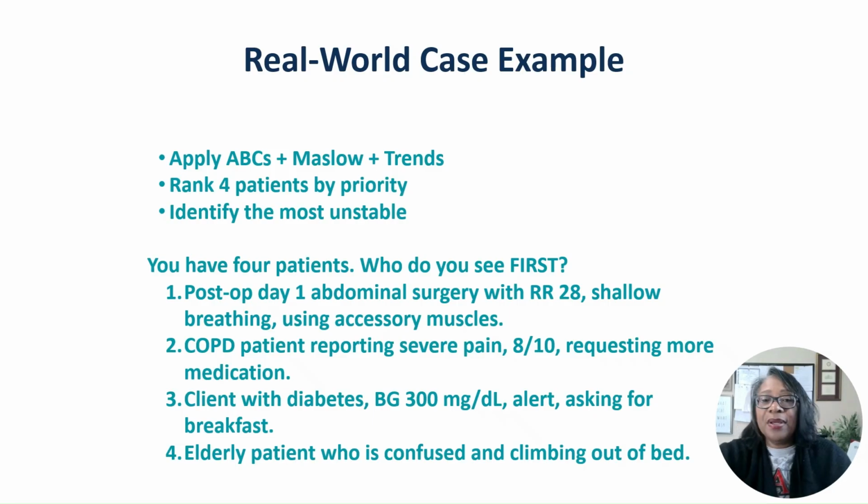Okay, so you have four patients. Who do you see first? You have a post-op day 1 abdominal surgery patient with respirations of 28, shallow breathing, using accessory muscles. Your second patient, a COPD patient reporting severe pain, 8 out of 10, requesting more medication. Third, you have a client with diabetes, blood glucose 300 milligrams per deciliter.